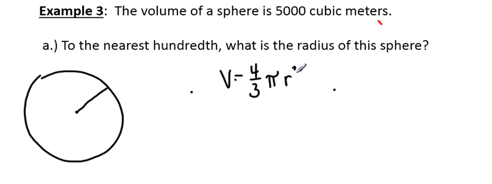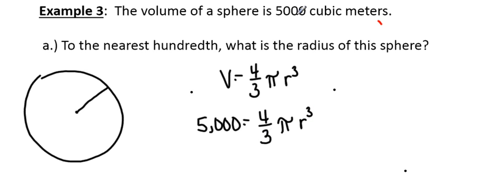And just like the first example, I'm going to substitute in everything that I know. I know that the volume here is 5,000. What I'm trying to find is the radius of this sphere. So in other words, I want to solve this equation for r, or get the r all by itself. Right now, I'm multiplying the r times pi. So to undo a multiply by pi, I'm going to divide both sides by pi.